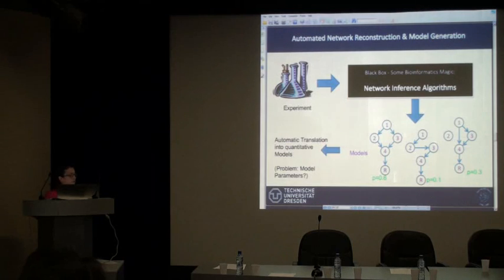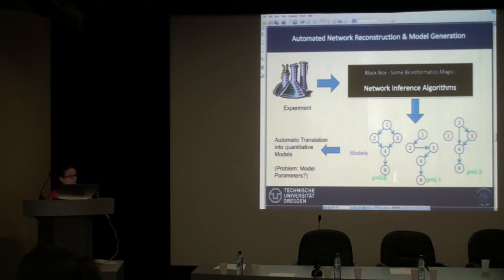One approach or one solution would be: you have the experiment, you have some black box magic, so you have a network inference algorithm, either machine learning or ODEs, and then you have the networks and automatic translation into quantitative models.